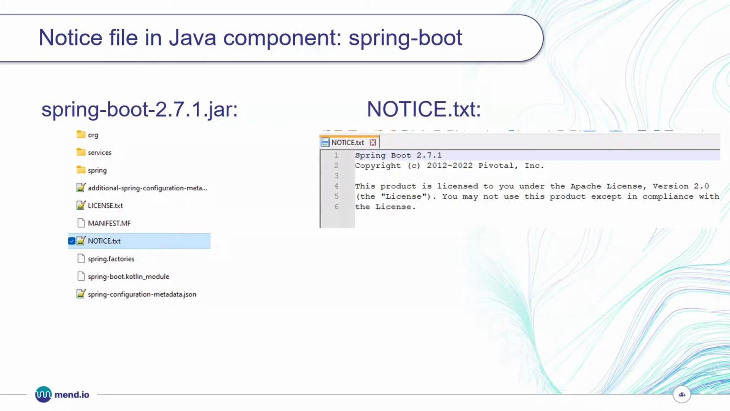Here's an example of an open source component that includes a notice file in its distribution. In this case, it's the Java jar for Spring Boot. If you look inside the jar file, which is nothing more than a zip file, and inside the META-INF folder, you'll find a notice.txt file with the contents you can see on the right. If you're using Spring Boot, you may be required to include this notice in your license to meet your license obligations. Let's take a look at how Mend can help you do that.